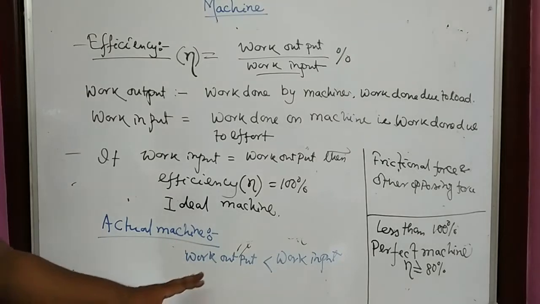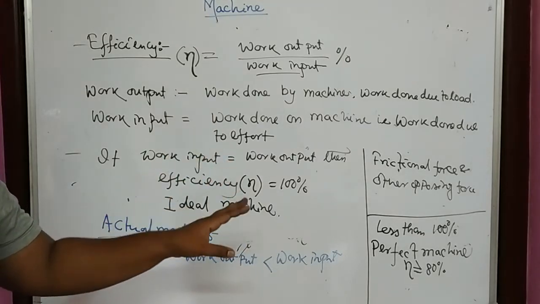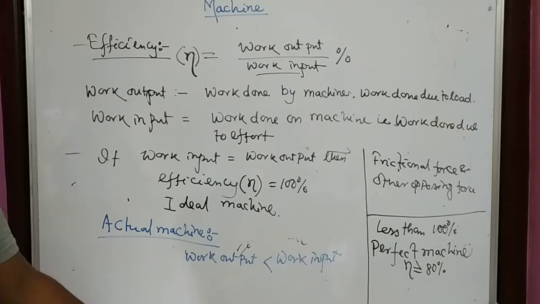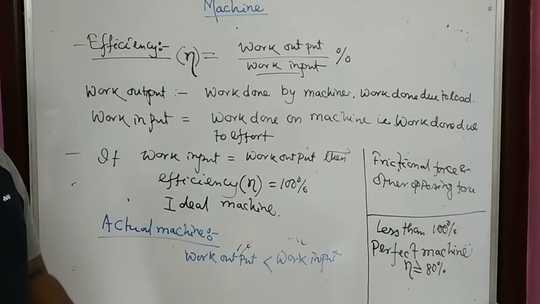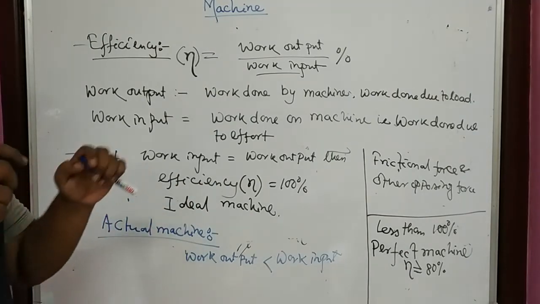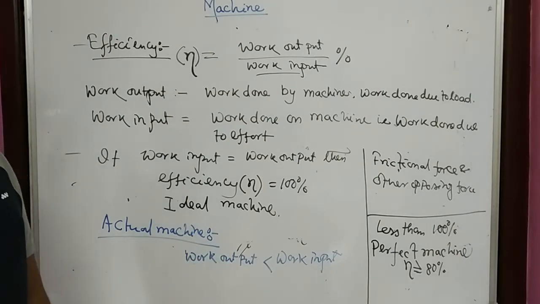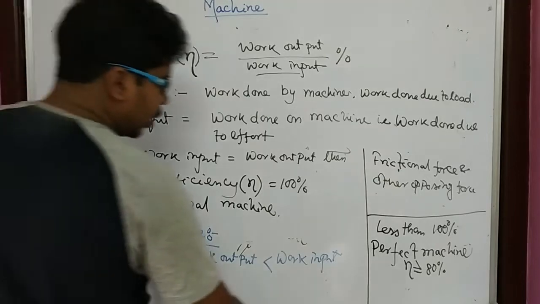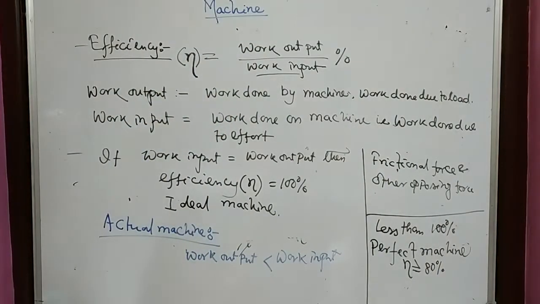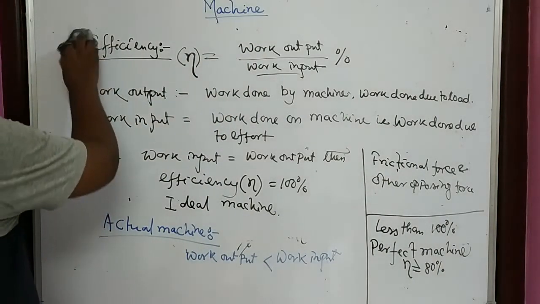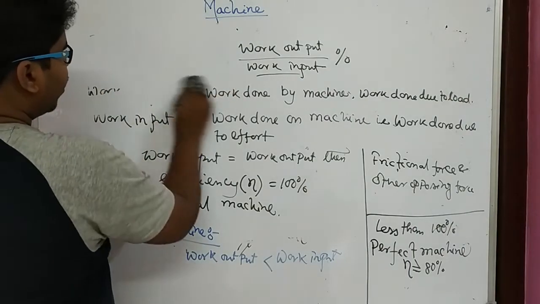But you have to get the efficiency less than 100. For a perfect machine that should be less than 100 but more than 80. And if it is less than 80, it is an actual machine but not a perfect one.